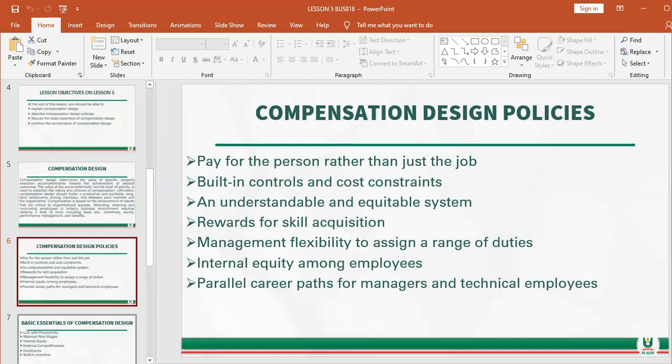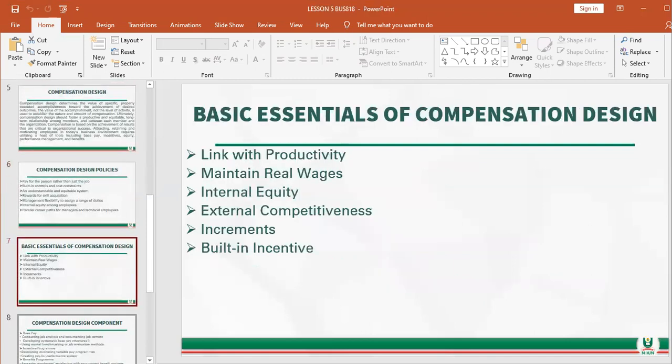Then lastly, parallel career paths for managers and technical employees. So everybody's career path should be parallel, in terms of how a parallel line links from one end to another. So that career path for managers and employees, there's that policy also that is being made. Then we move on to the basic essentials of compensation design.